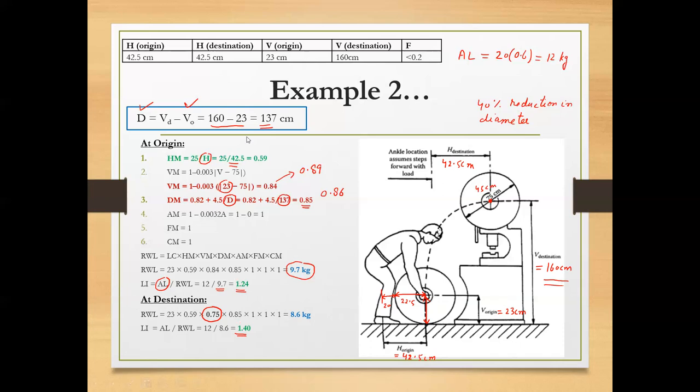So I hope you have got an even better idea of the use of the NIOSH lifting equation to find the RWL and lifting index, and then how we can actually improve the task to make it safer for the worker.